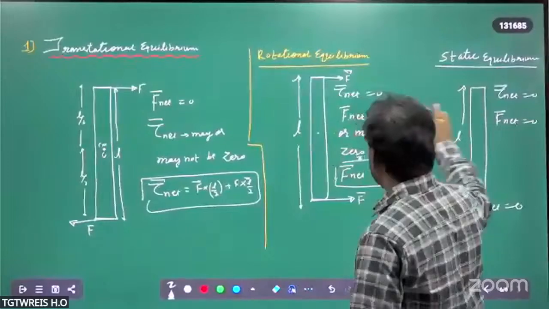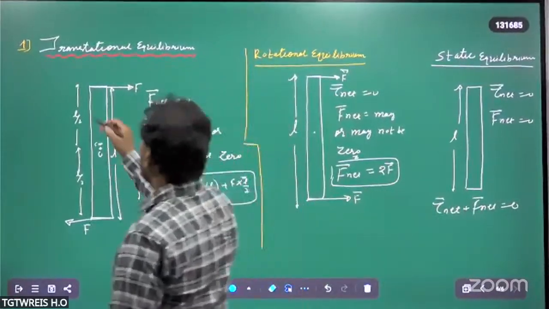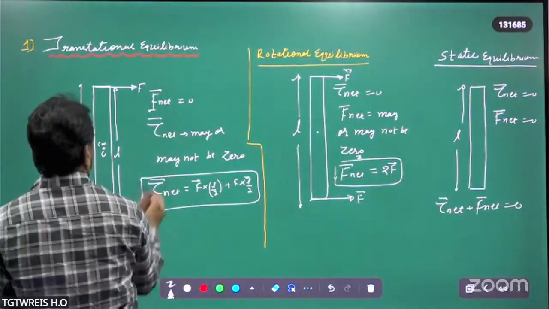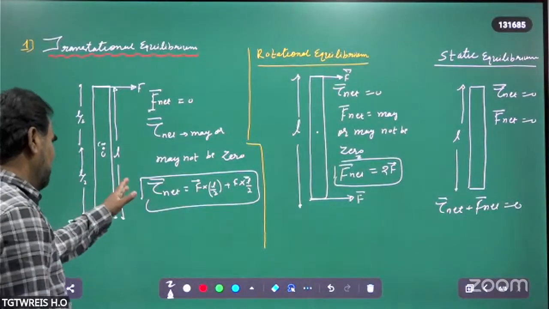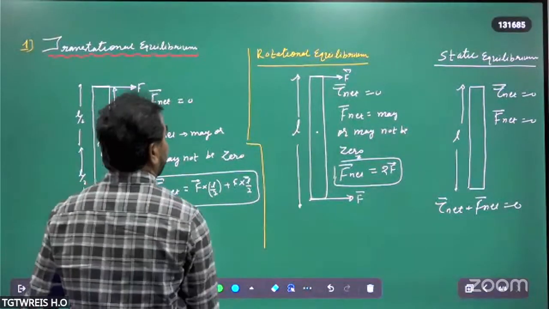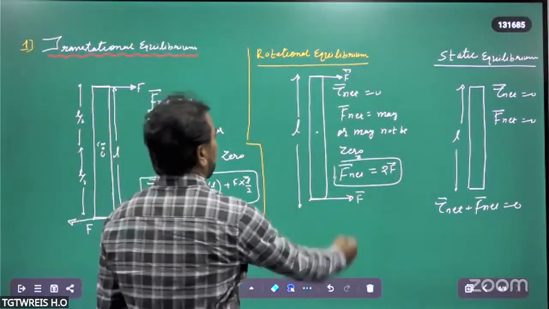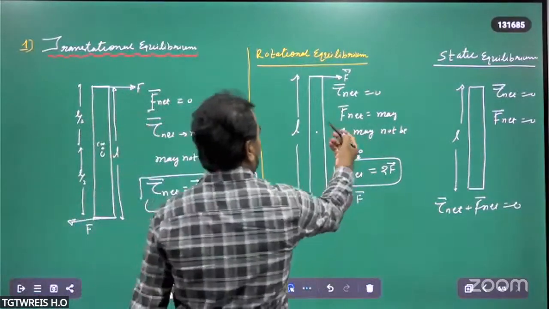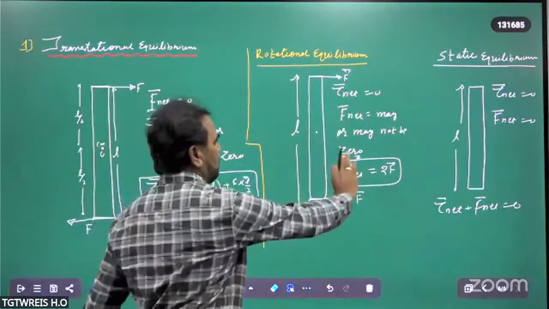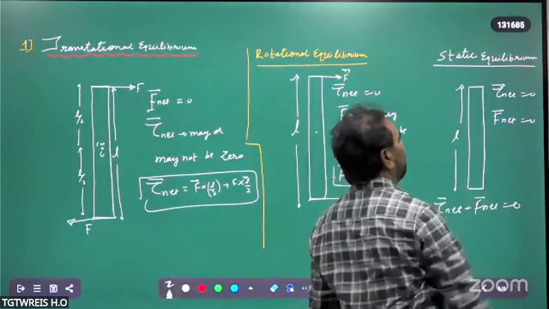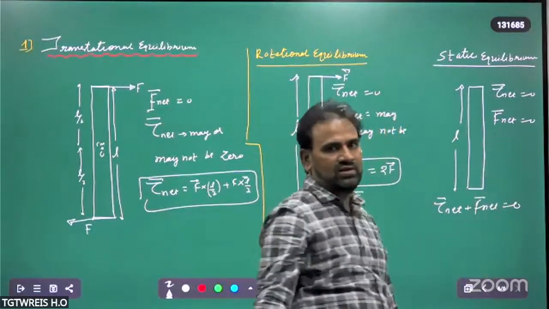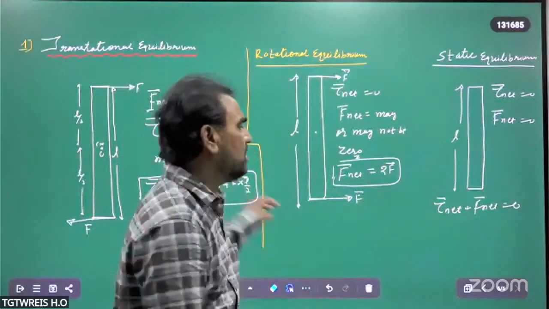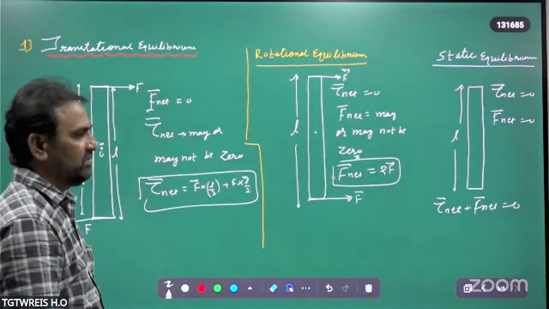Okay, these are the different types of equilibriums. First one is the translational equilibrium. In translational equilibrium, F net must be 0. Tau net may or may not be 0. Next, rotational equilibrium. Tau net must be equal to 0, compulsory, at equilibrium. F net may or may not be 0, where F net is equal to 2F. Next, in static equilibrium, tau net is 0, F net is 0. Both of them would be equal to 0. Is it clear? These are the different types of equilibriums of a body.